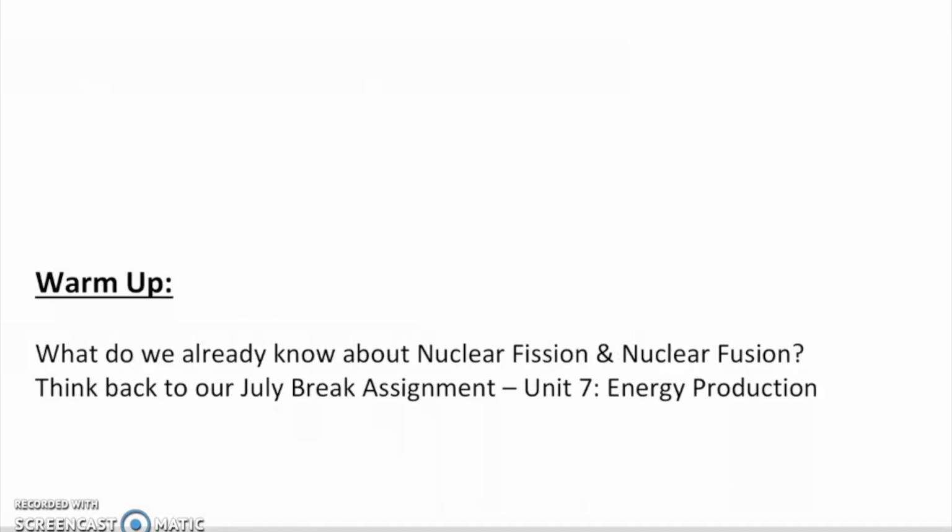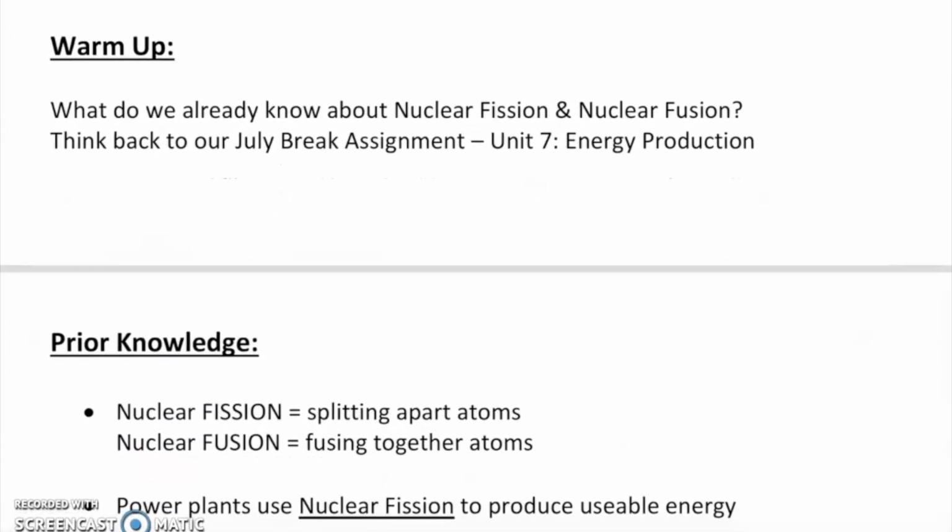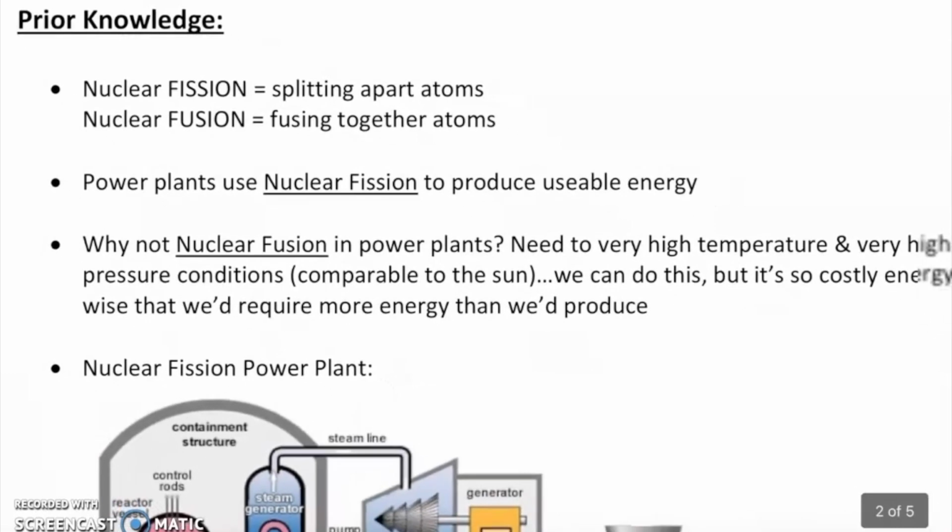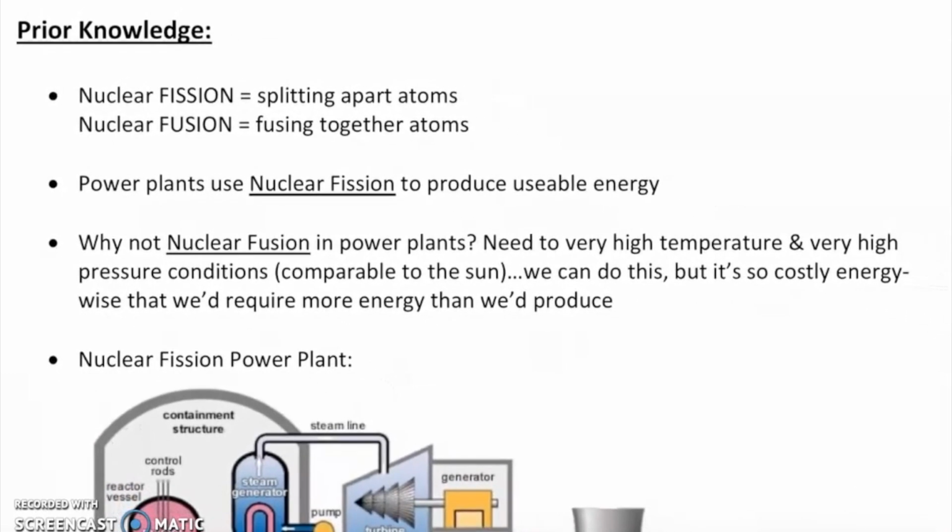Okay, so I want to highlight some really important things that came out of the Unit 7 energy production, just as a refresher for you. The first thing to remember is what exactly is fission and fusion. When you hear nuclear fission, you should think that atoms are splitting apart. So you take a big atom and it is splitting into smaller atoms. When you hear nuclear fusion, this is when atoms are coming together. They are quite literally fusing together. So you have smaller atoms and they're fusing to make a large atom.